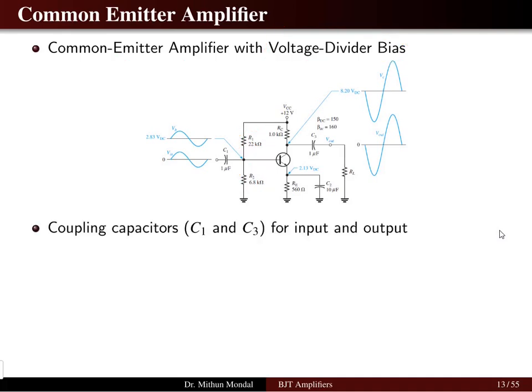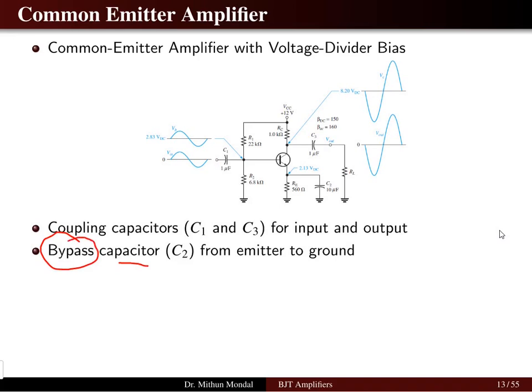If we see the circuit, there are capacitors C1 and C3 which are known as coupling capacitors, connected on the input side and the output side. C1 is the capacitor connected on the input side, and capacitor C3 is connected on the output side of the BJT. There is one capacitor C2, known as the bypass capacitor, which is connected between the emitter and ground.